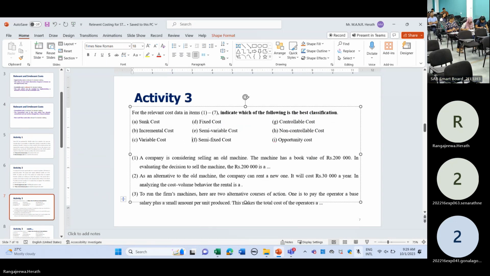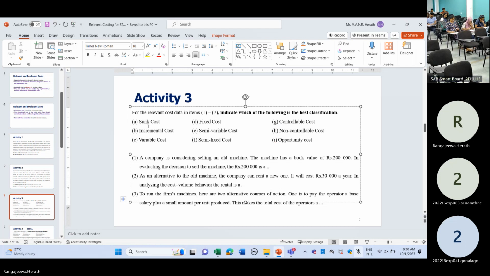Some costs we have discussed already. Sunk cost is cost incurred that cannot be changed by a future decision. Incremental cost is additional cost to be incurred by implementing a decision. When you are implementing a particular decision, if you have to incur additional cost, that is incremental cost.